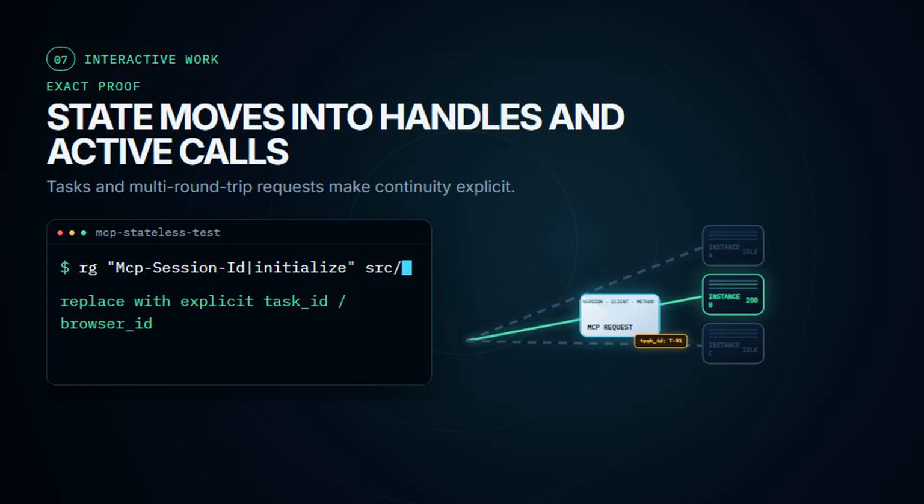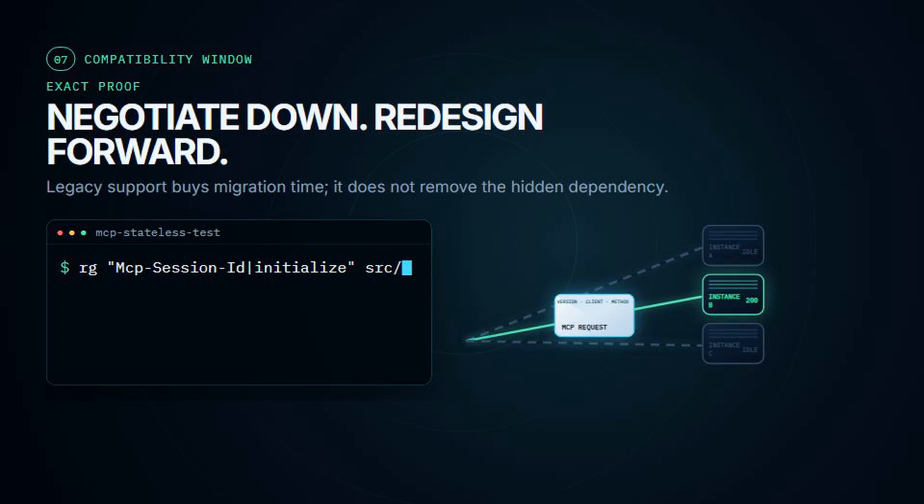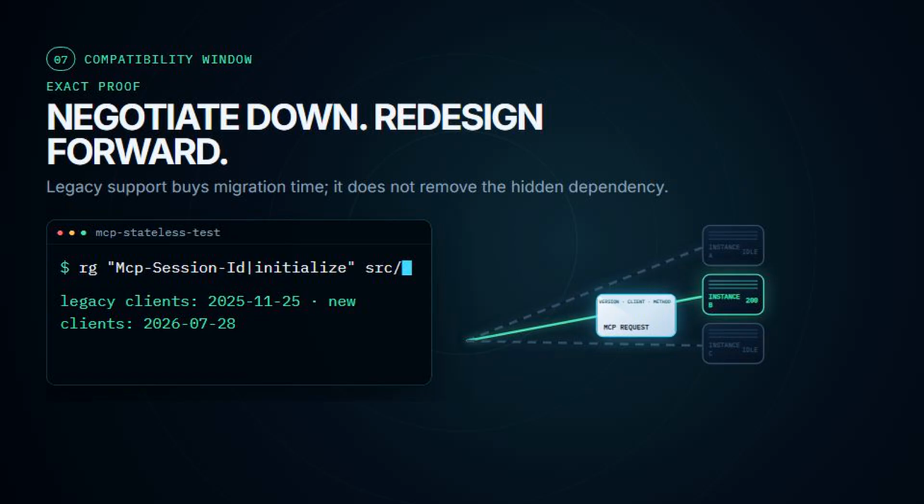So what actually breaks? Code that requires initialize before every useful action. Middleware that matches on the old session header. Gateways that pin clients to instances. In-memory capability negotiation that later handlers assume will still exist. Unsolicited server behavior that is not attached to an active request. And tests that only run one client against one server process, because that setup can never expose a routing dependency.